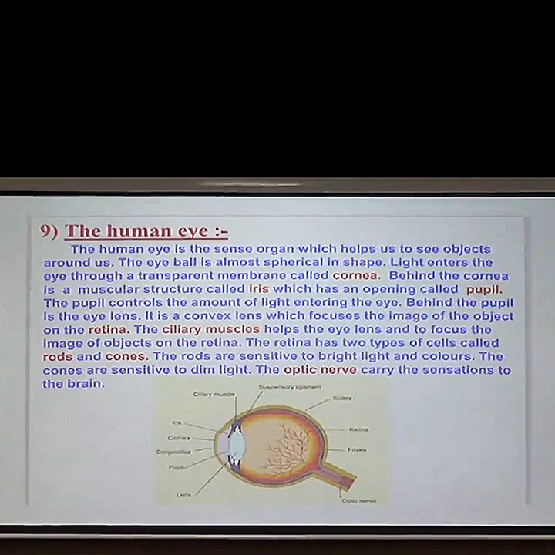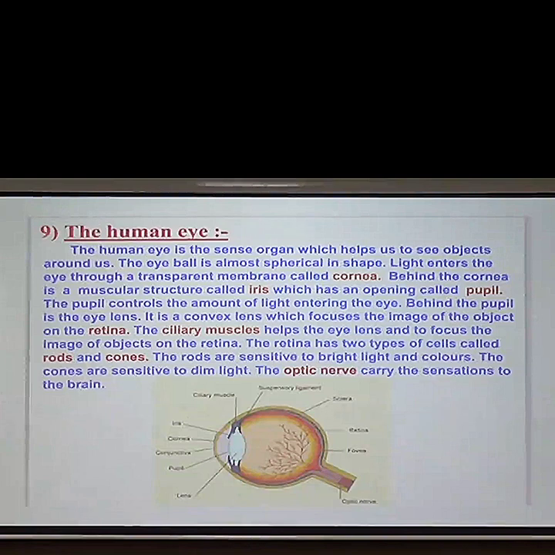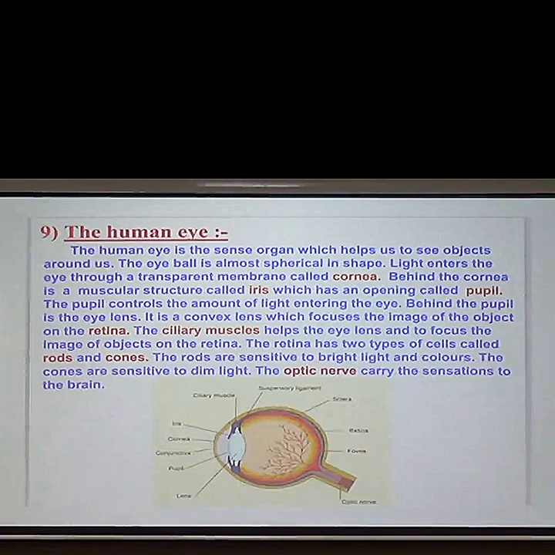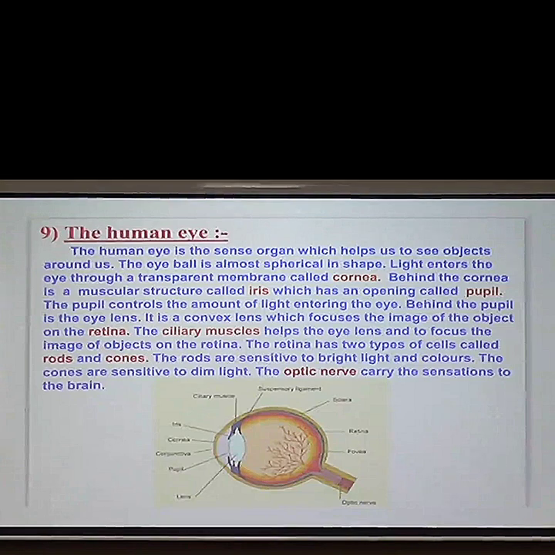Now, the next is ciliary muscles. The ciliary muscles help the eye lens to focus the image on the retina. And the retina is a kind of screen which obtains the image. Now, the retina has two types of cells called rods and cones. The rods are sensitive to bright light and colors, and the cones are sensitive to dim light. Now, if the owl can see at night, that means the owl is having a large number of cones.